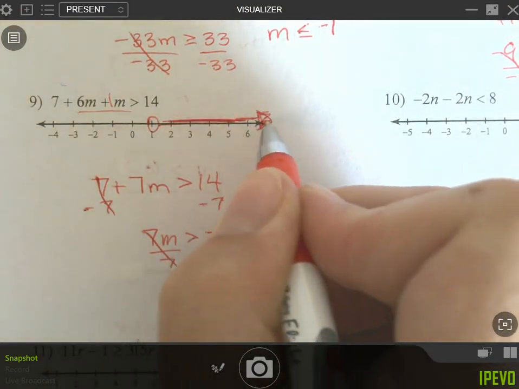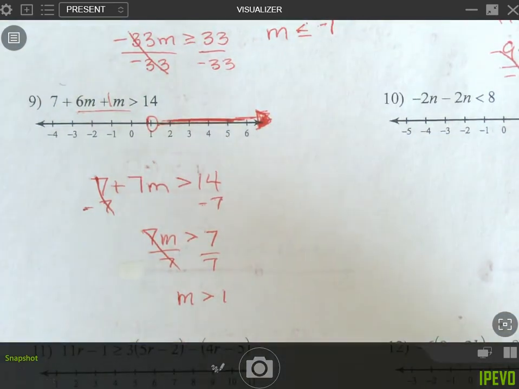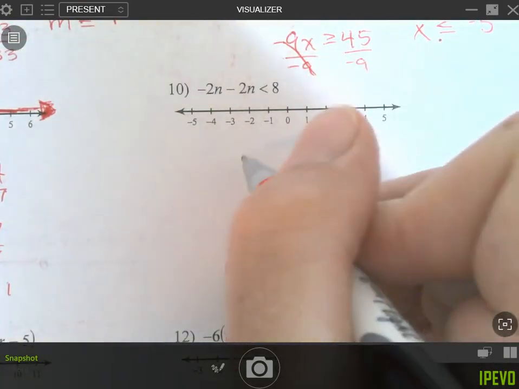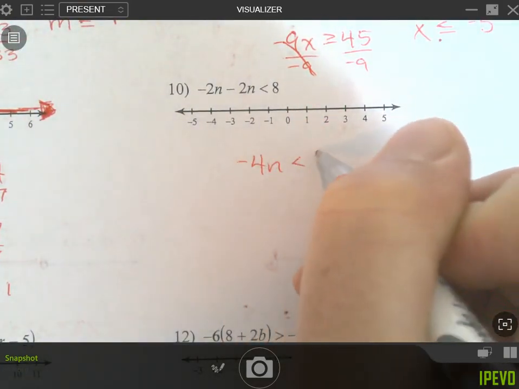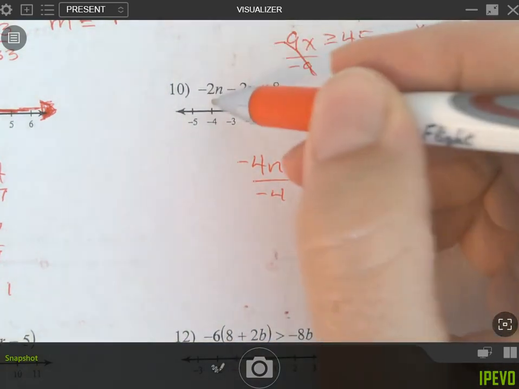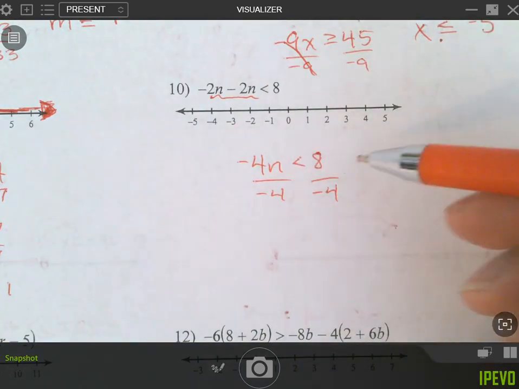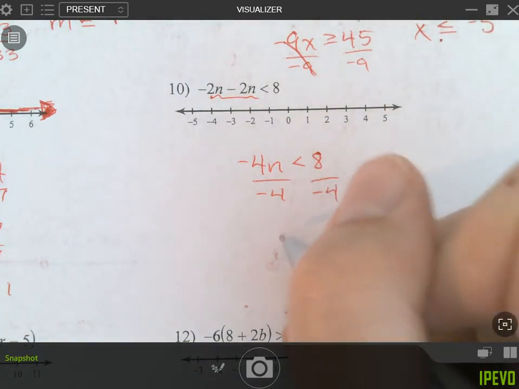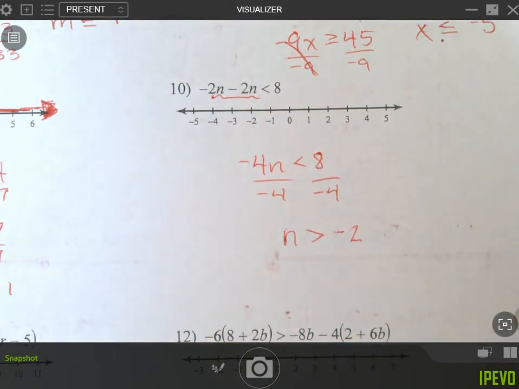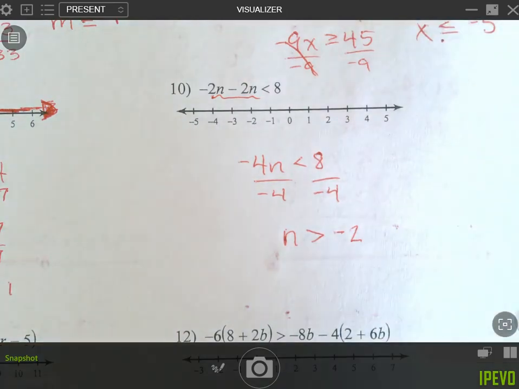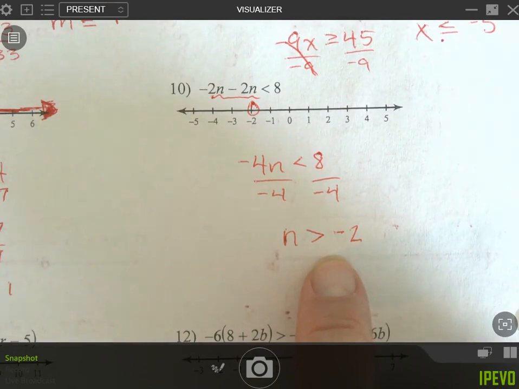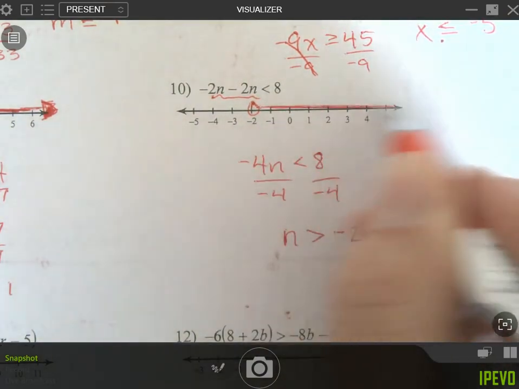All right, you go ahead and do this next one. I'm going to do it while you do it, but you can ignore me. So I added like terms. They didn't cancel. I got negative 4 and is less than 8. I'm dividing by a negative, so are you going to remember to flip your sign? And we should get n is greater than negative 2. Anybody agree? Yep. Open or closed? Open. And which way do we want to shade? N is greater, so you said? To the right. Yep, you got it.